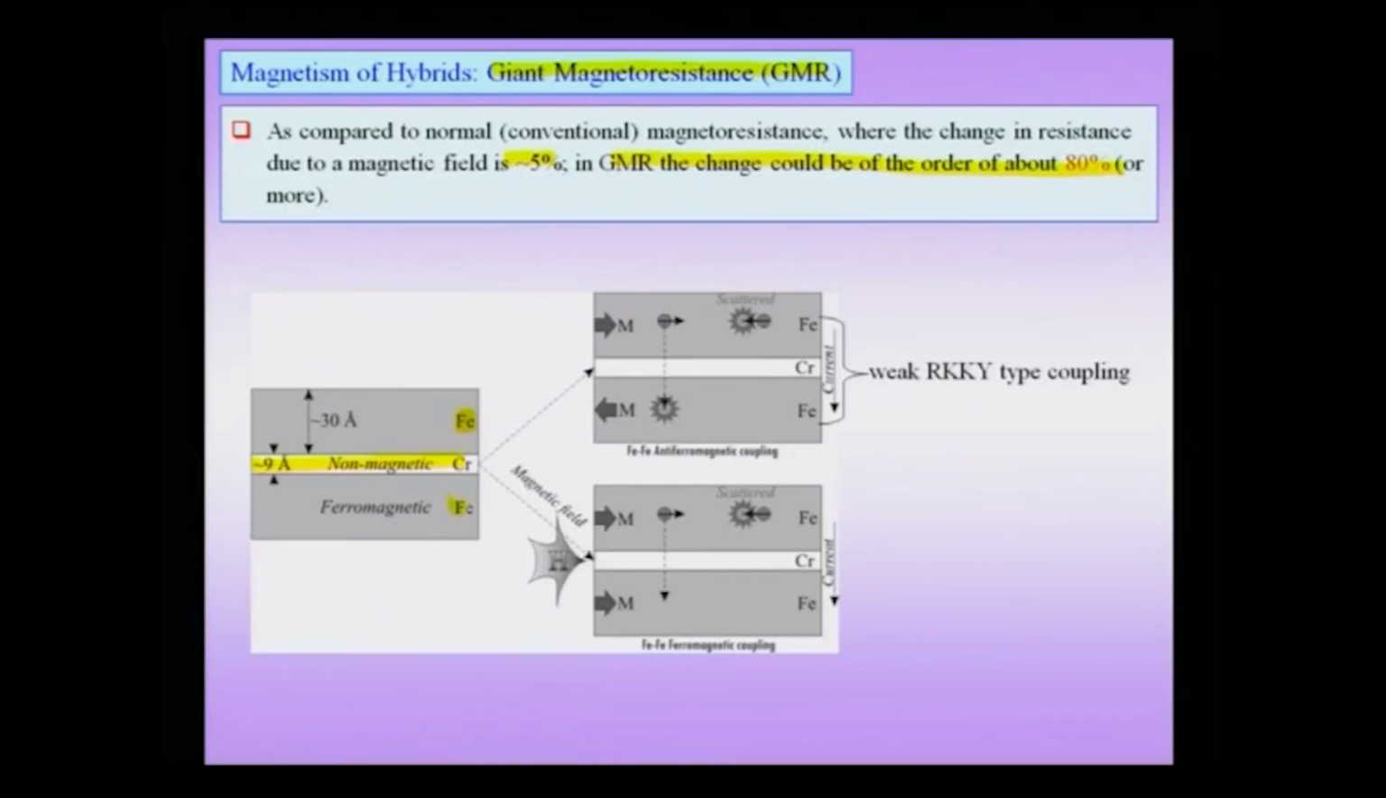This is of course the simplest configuration you can think of. Let me talk about, for instance, the example given here: you have two layers of iron, which is ferromagnetic, and there is a non-magnetic layer like chromium. The thickness of this chromium layer is very, very important, as we shall see soon, and typically it is of the order of about 9 angstroms. The thickness of the iron layer is about 30 angstroms.